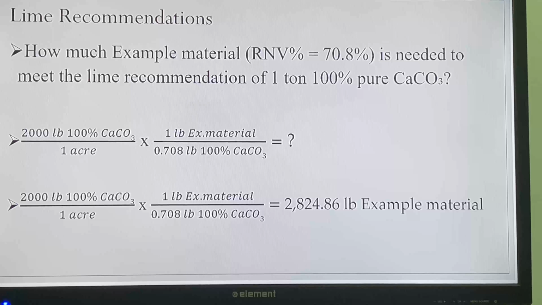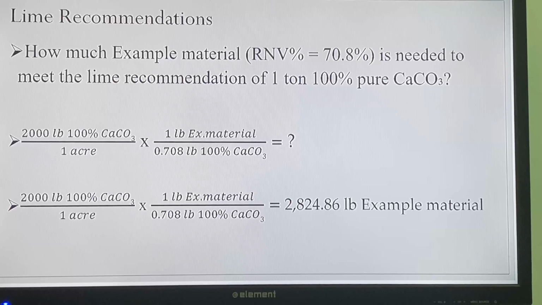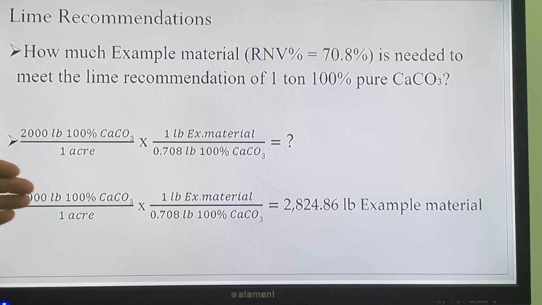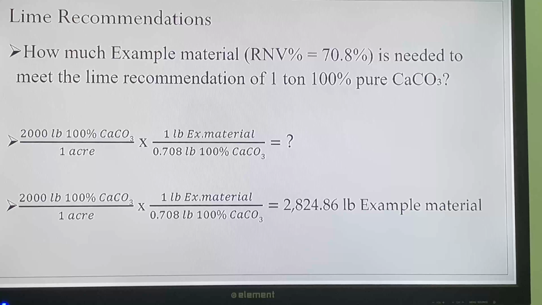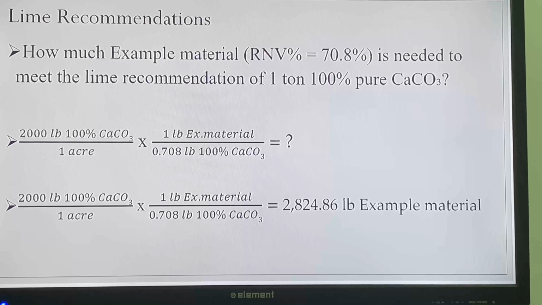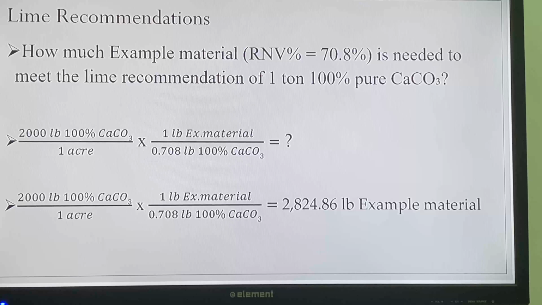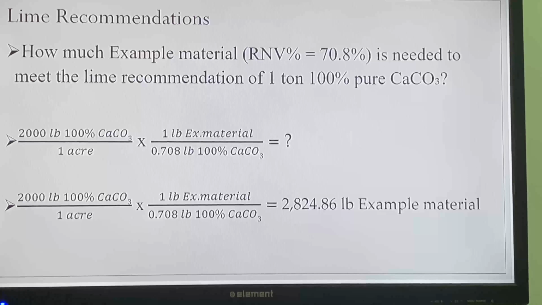So the soil test recommended 1 ton, but because the co-op did not have a very pure material, we actually need almost 2.5 tons more. We need 2.5 tons of material almost in order to meet the lime recommendation. And I had plenty of practice for that on the calculation 2. All right.